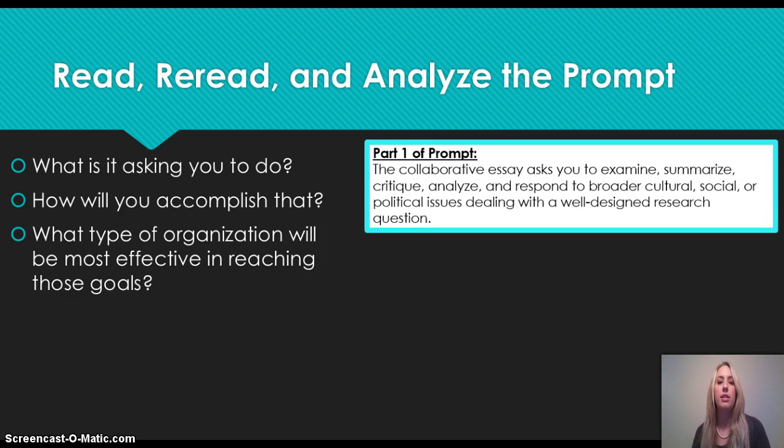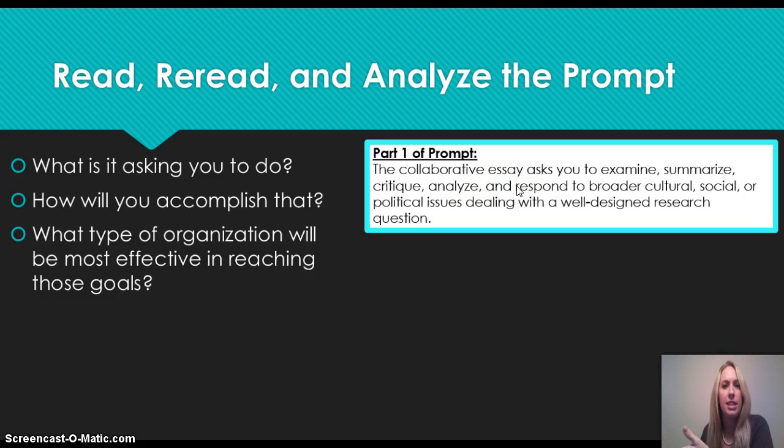So let's look at the prompt itself. The first part of the prompt says the collaborative essay asks you to examine, summarize, critique, analyze, and respond to broader cultural, social, or political questions dealing with a well-designed research question. So that's kind of a mouthful, but when you're looking at a research prompt, or any prompt for that matter, you're going to want to look at the strong verbs that it includes. So here we have examine, summarize, critique, analyze, and respond. Keep those things in mind as your roadmap to what you need to do. Constantly look back at those 5 verbs.